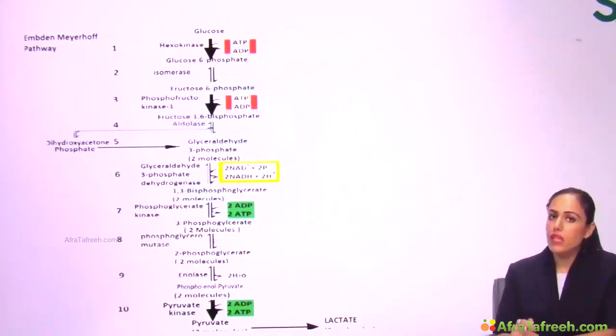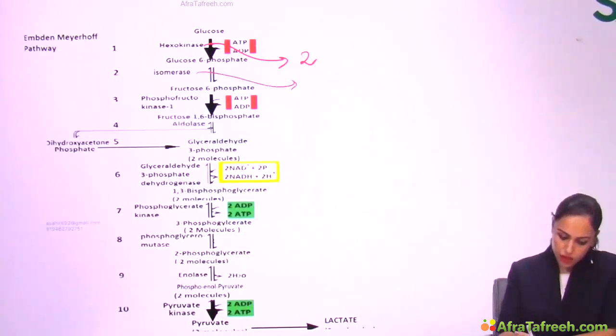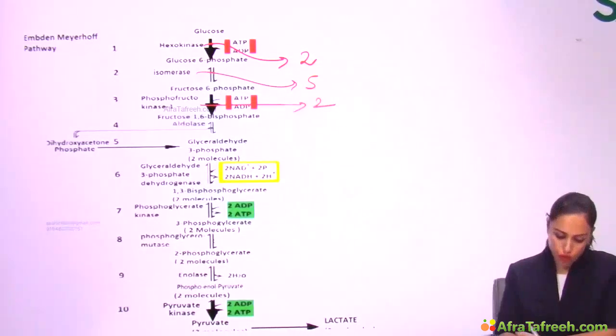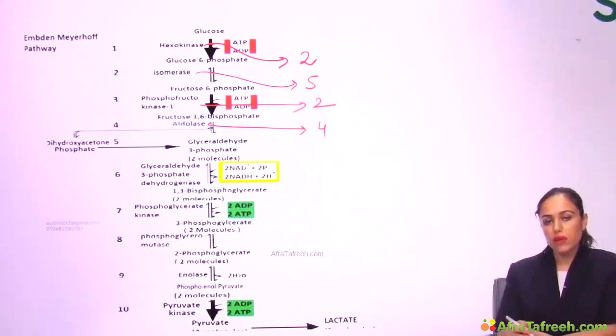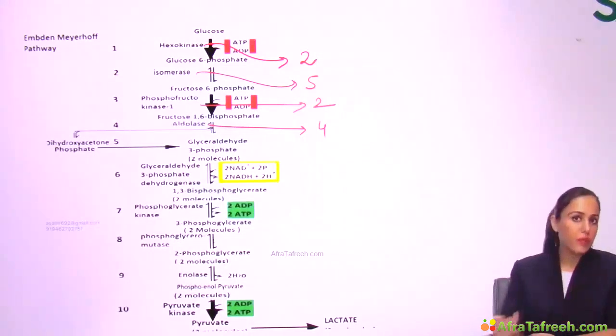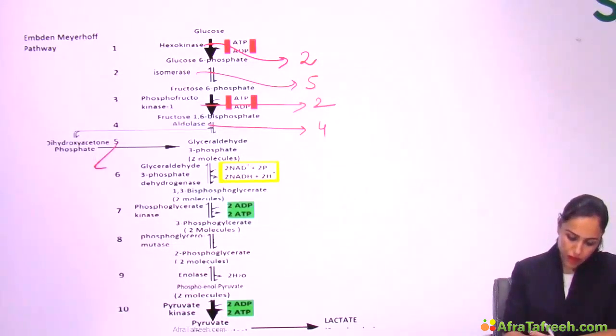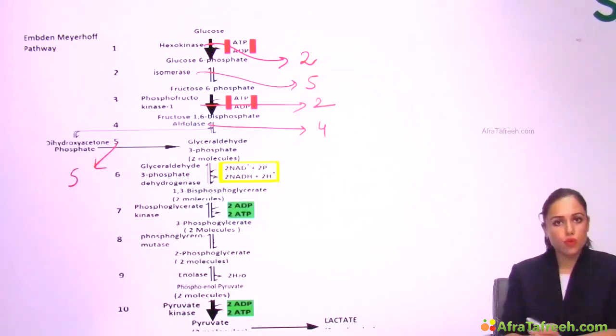Now I'm going to write the EC numbers of all the enzymes. See, hexokinase EC number is 2 because it is a kinase. Isomerase EC number is 5. Then PFK1, it is a kinase, so EC number 2. Aldolase A, it is breaking the bond without using water. That's why EC number is 4, right? 4 is lyase, bond is made or broken, water and ATP not used. So aldolase A or aldolase B both are in EC number 4 category. Then 5th number enzyme is isomerase, so EC number is also 5.